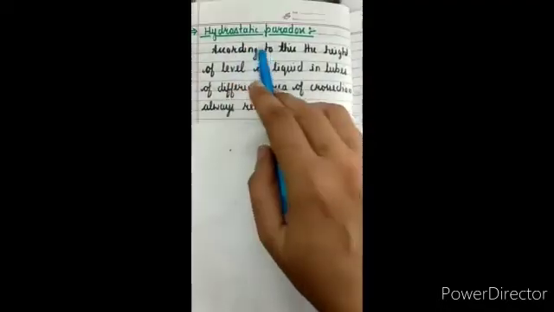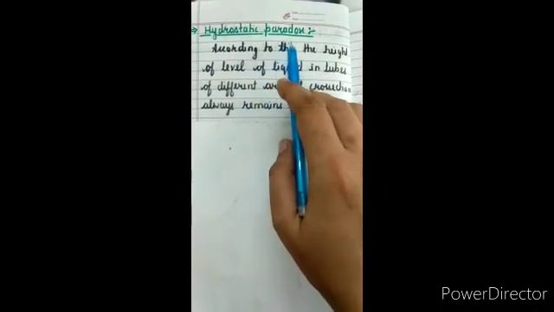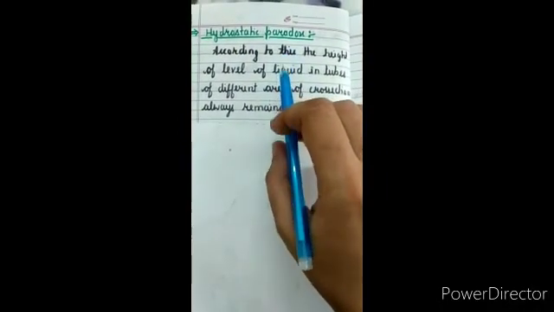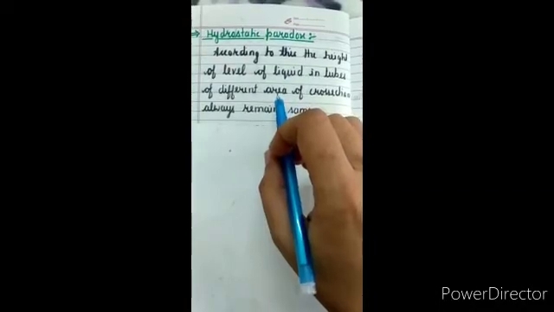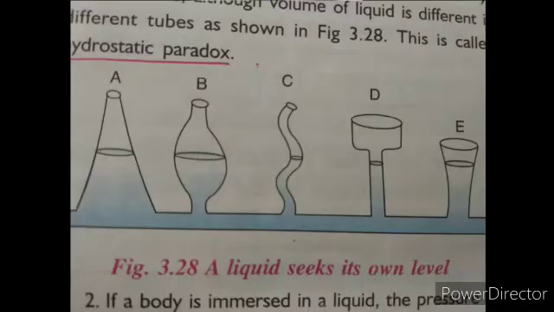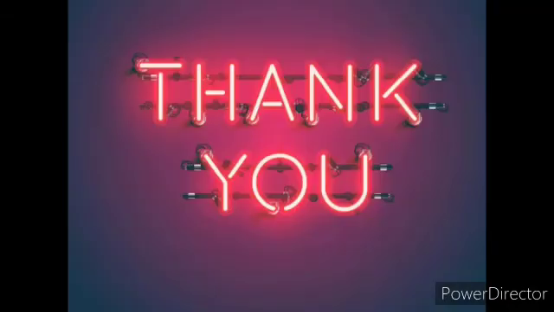Next is the hydrostatic paradox. According to this, consider the height of the level of liquid in tubes of different cross-sectional area. As you can see on your screen, all these are connected to one another from the bottom, but all are of different cross-sectional area. So the level of the water in each of these tubes of different cross-sectional area will remain the same, which is known as the hydrostatic paradox. This is all about today's topic, liquid pressure. Thank you so much.